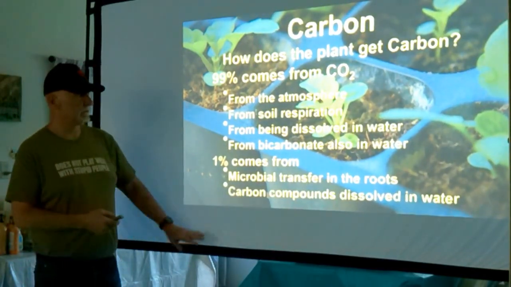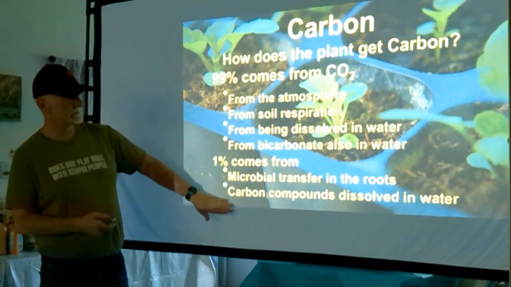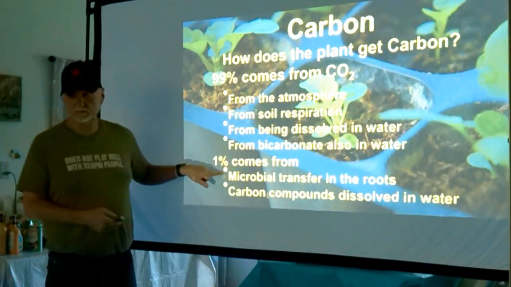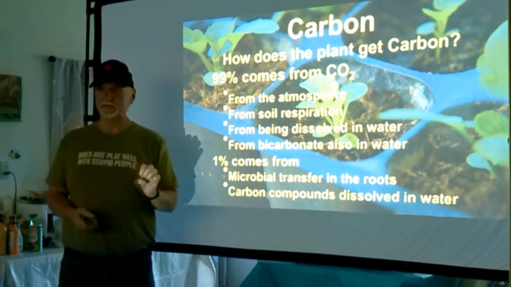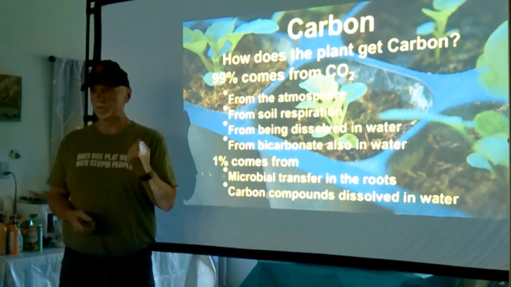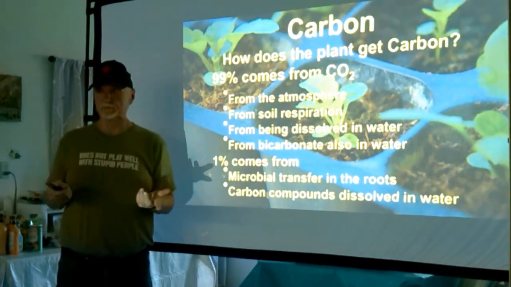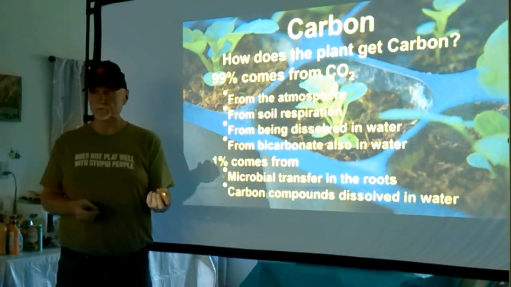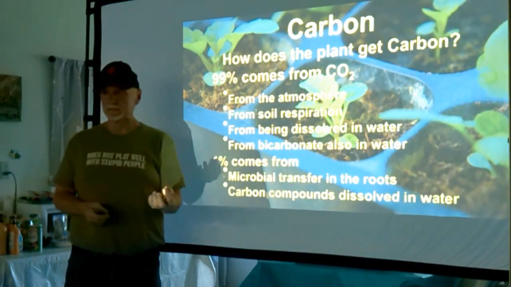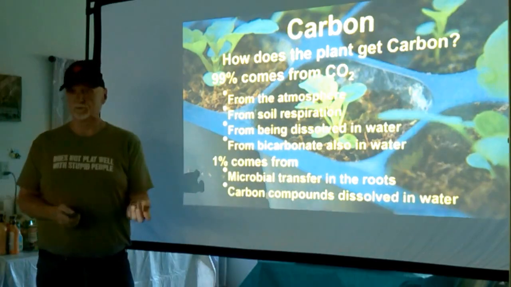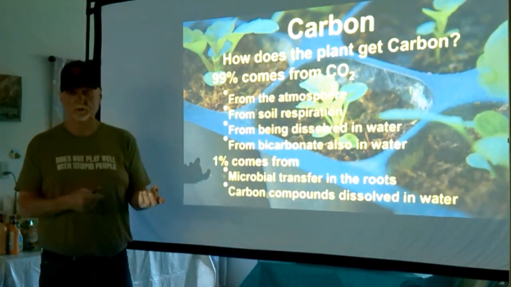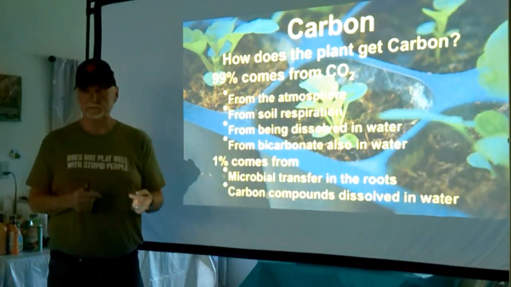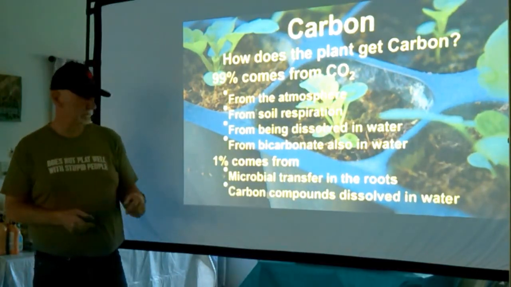1% of it comes from microbial transfer at the roots, and carbon compounds also dissolved in the water. So only 1% comes from the roots. The roots are not designed to suck up carbon. So why are we putting carbon in the ground? Why are we worried about that? We'll look at it in a second, but primarily what we really want is CO2. And we need carbon in the ground in the form of CO2 and other carbon compounds that microbials can turn into CO2.